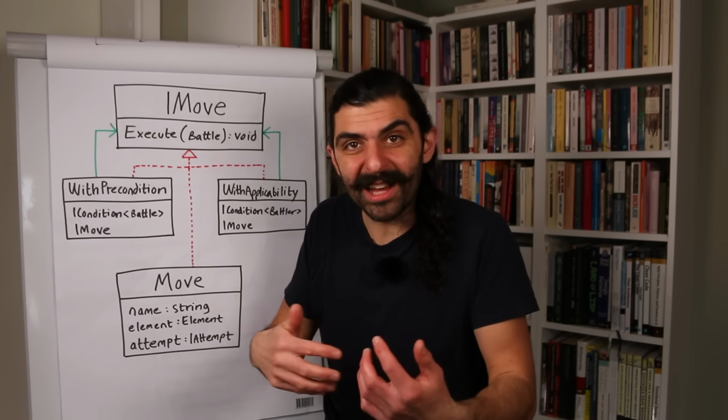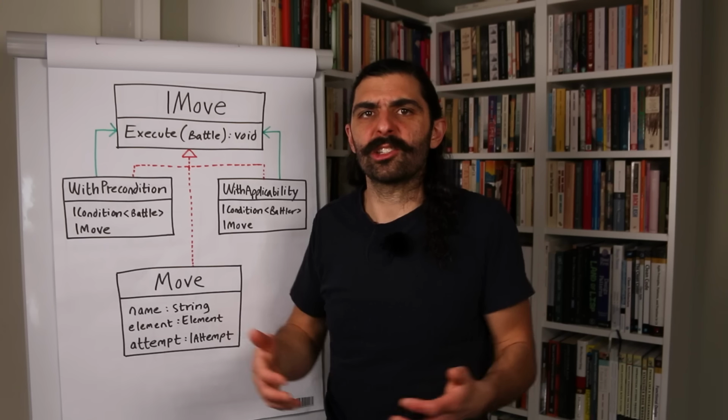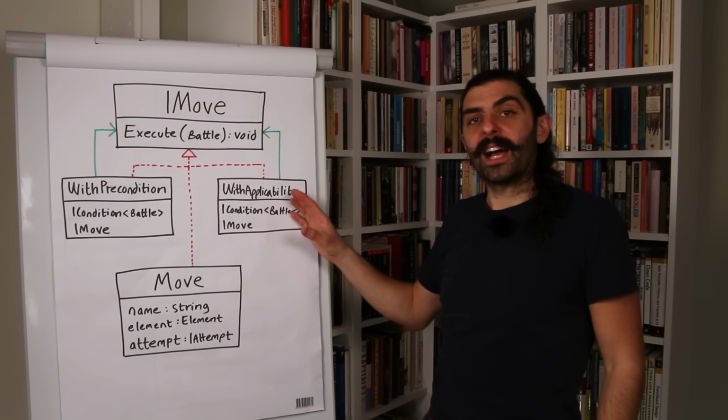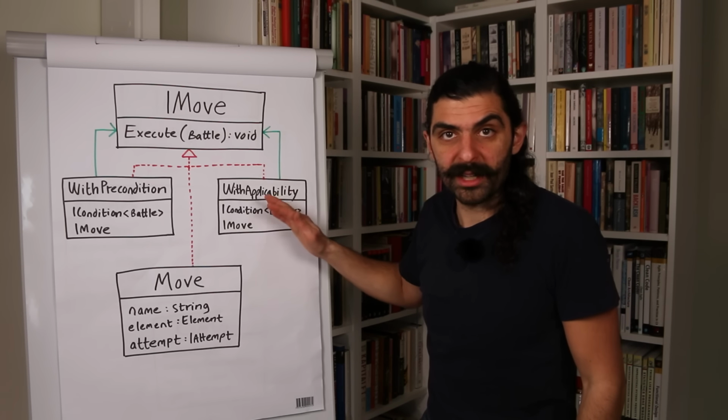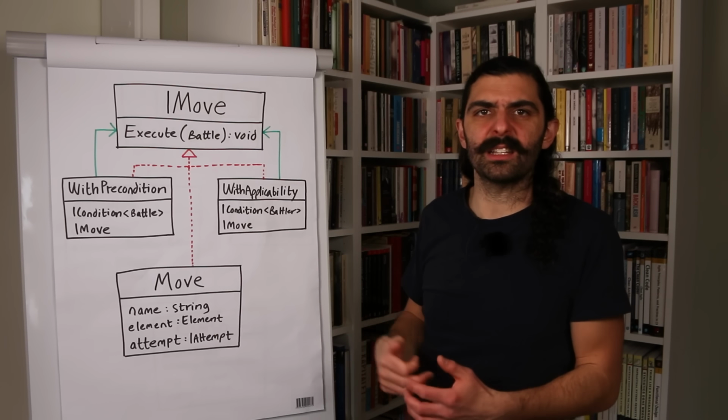But if the condition fails, then it skips executing the move and instead prints a message like, but it failed, right? Because the move failed. And similarly on this side, the with applicability decorator essentially does the same thing, but this time for battler conditions and with a slightly different message.